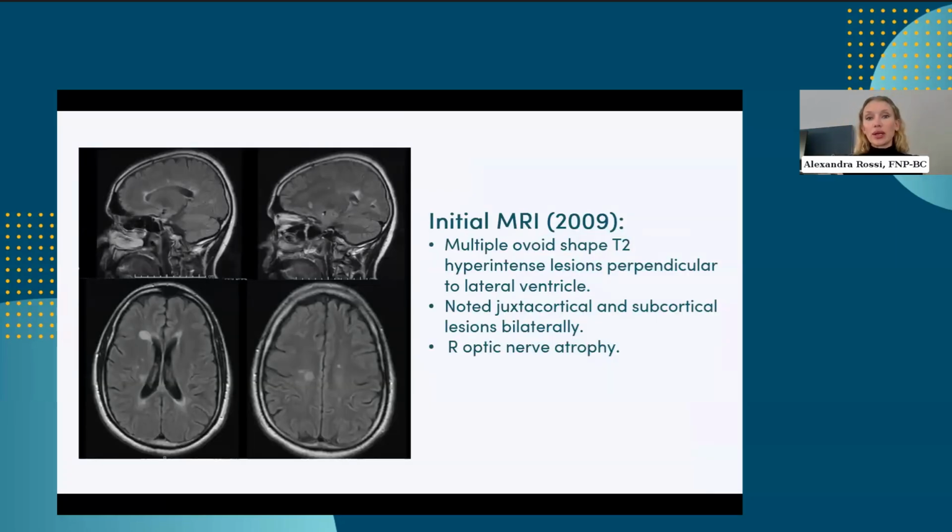Next slide. Okay, so his initial MRI. Here, especially in the axial view, you see these ovoid-shaped lesions, and they're T2 hyperintense. They abut the ventricles. So you see these little circular-like things that really abut right up next to the ventricles, very classic for MS. Also noted are some juxtacortical and subcortical lesions on both sides, as well as, corresponding with the right visual loss symptom that he explained earlier, we see on MRI a right optic nerve neuropathy.